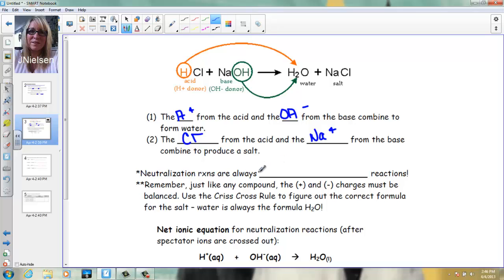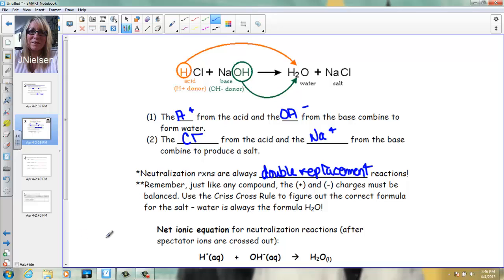Neutralization reactions are always double replacement reactions. Remember, just like any compound, the positive and negative charges must be balanced. Use the crisscross rule, drop and cross, to figure out the correct formula for the salt. Water, of course, is always H2O.